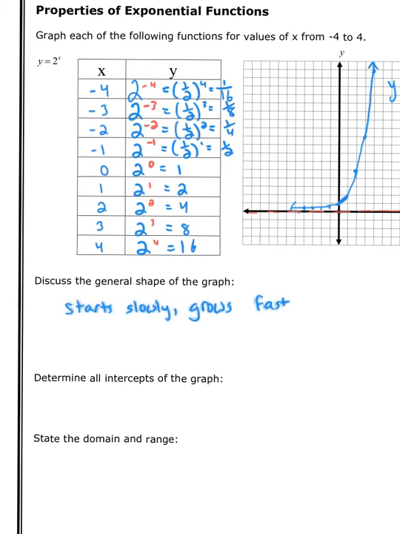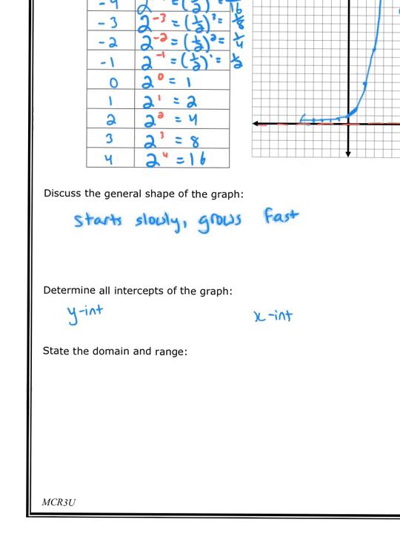So some features that you need to recognize. Discuss the general shape of the graph. As you move from left to right, the graph starts slowly and then it grows very fast. So looking at the intercepts, the y-intercept, there is one here at 0, 1. An x-intercept, there are no x-intercepts because that is where the asymptote is. Now this is just for a general exponential function. This is without any transformations, as the x and y intercepts could change based on the transformations.